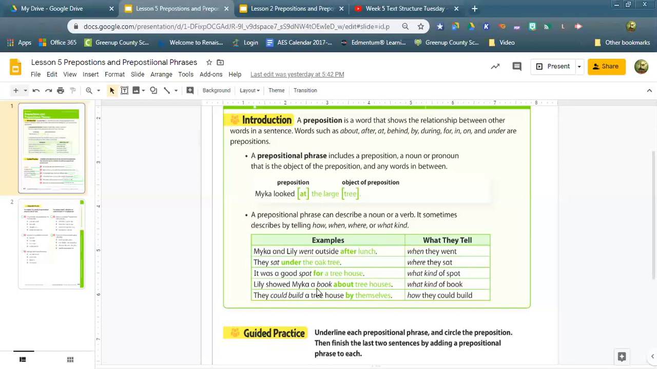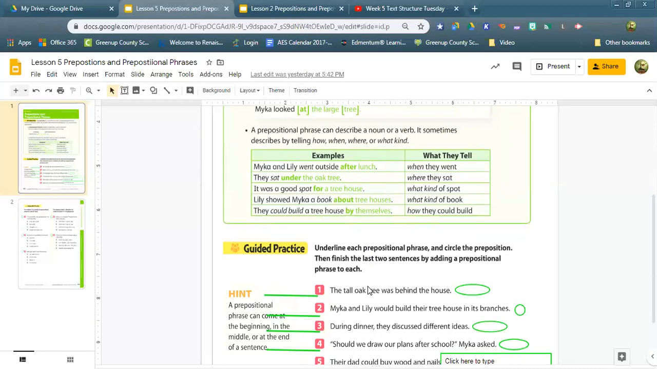Lily showed Micah a book about tree houses. About is your preposition. Houses is your object of your preposition. Your prepositional phrase is about tree houses. And it tells you what kind of book. What kind of book was it? It was a book about tree houses.